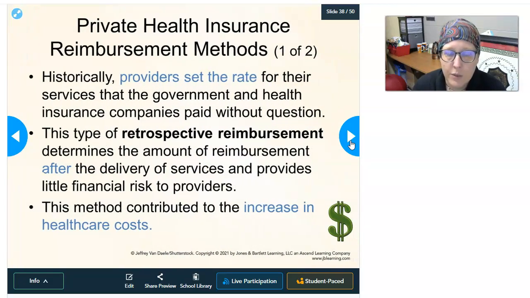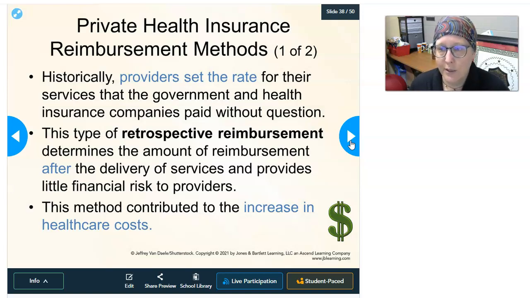And so the different reimbursement models. Historically, providers set the rate for their services and the government and health insurance simply paid without question. So one doctor says, I charge $100 for a visit, another one says I charge $50, and whatever they billed is what they got paid. And so it was retrospective reimbursement, or reimbursement after the fact, after the services were rendered. It provided little financial risk to the providers because they could just bill whatever and it would get reimbursed.